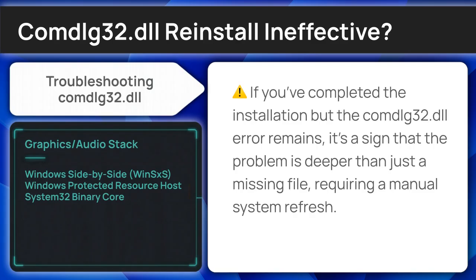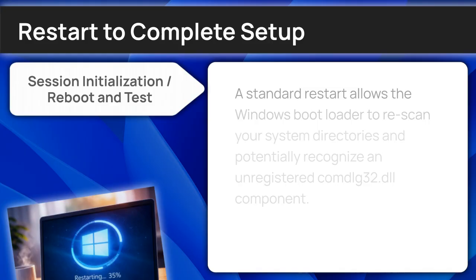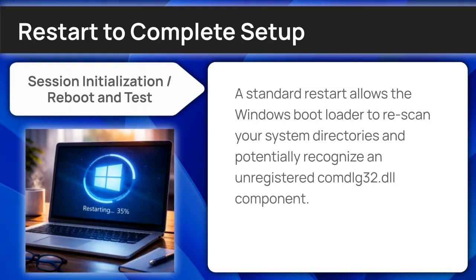properly recognizing the new components. A quick system restart is a practical way to ensure that all shared libraries, including the Common Dialog 32, are being loaded correctly into the current session's memory.